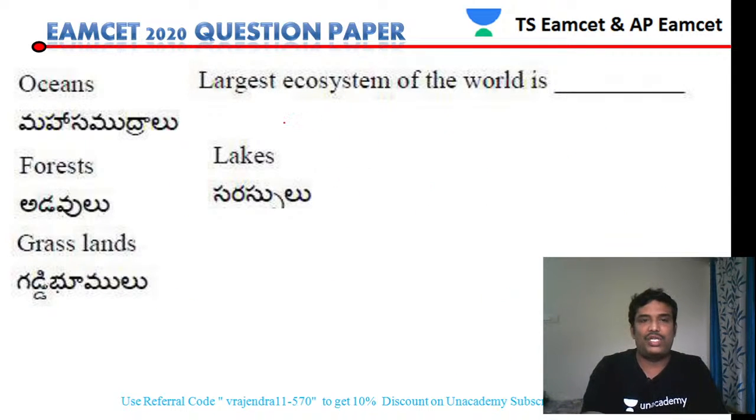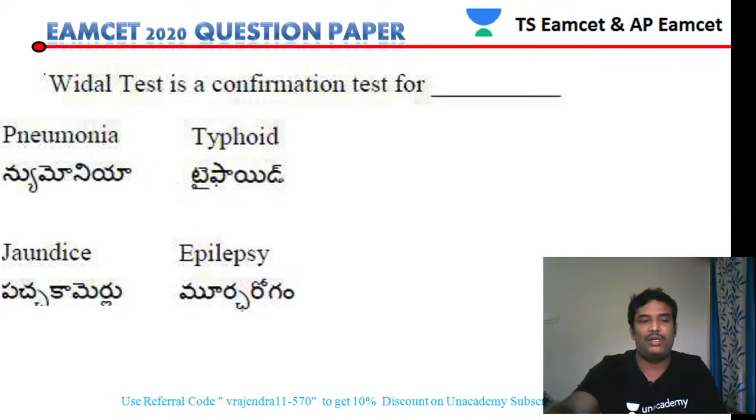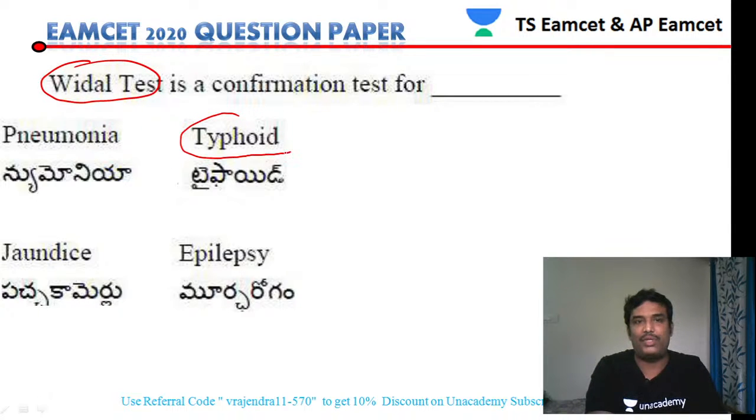So there is one more question. Let us see. Which is the largest ecosystem of the world? Oceans are the largest ecosystem of the world, students. You have to remember that. Then the Widal test. The main function of the Widal test is to confirm typhoid. So the Widal test is done mainly to identify typhoid.